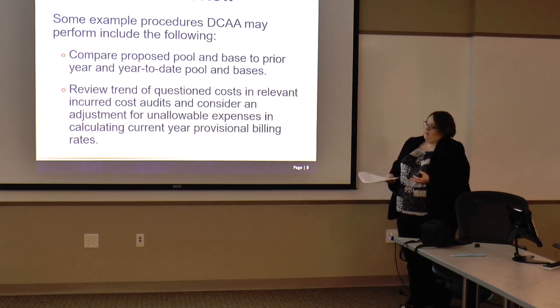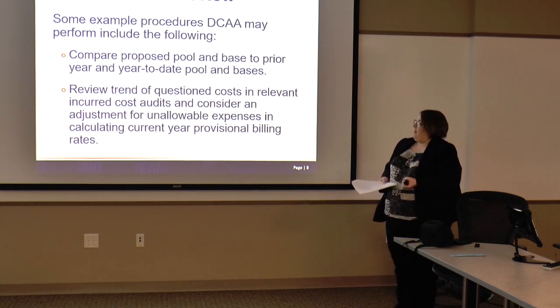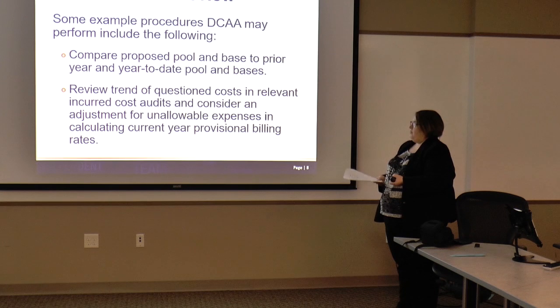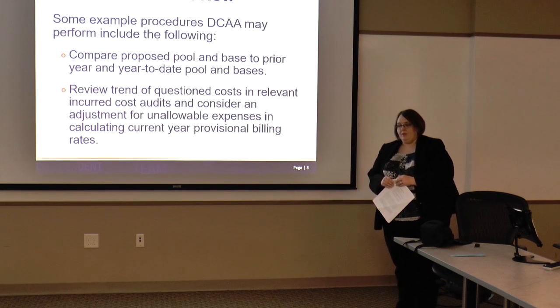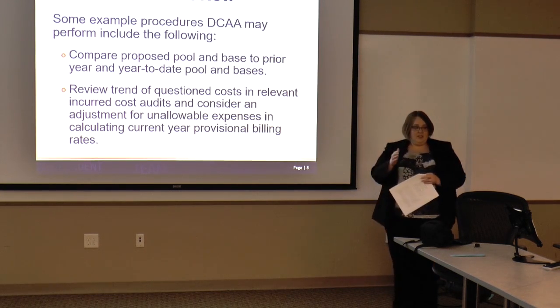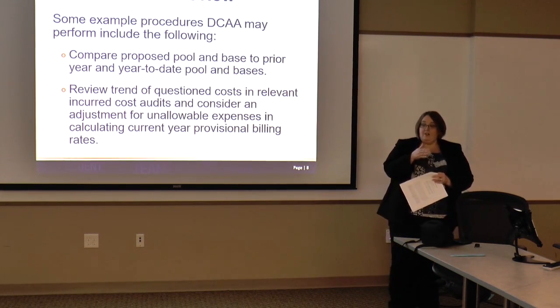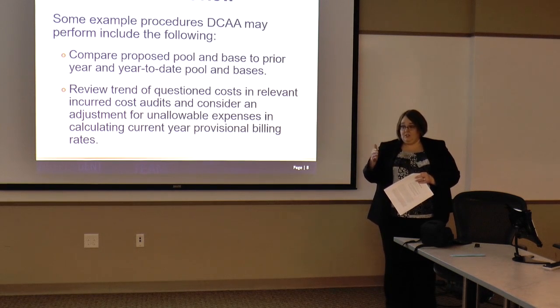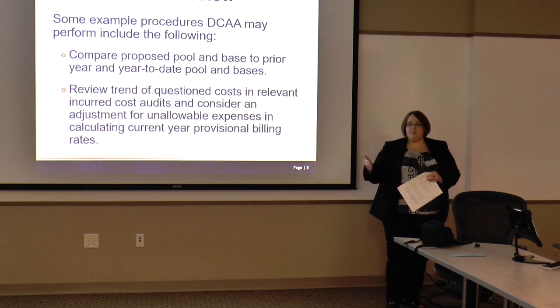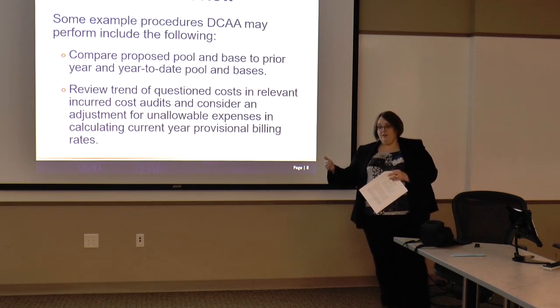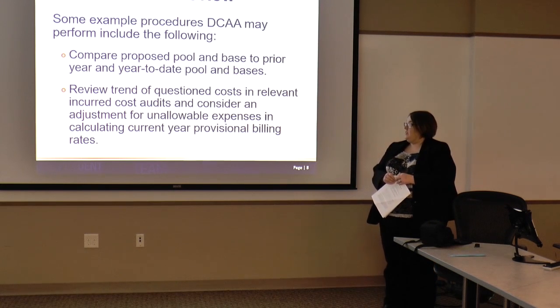That's why when we talk about the year-to-date costs, we may ask for them. And we will review any trend of questioned costs. Like if we had questioned costs in previous years, we may look to see how those are reflected in the current rates. Do we anticipate that we would question those costs? Were there unallowables? Do we need to decrement the rate? So we may do some of those procedures in calculating the provisional billing rates.